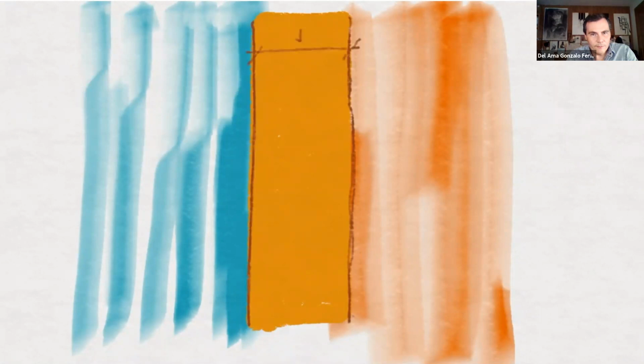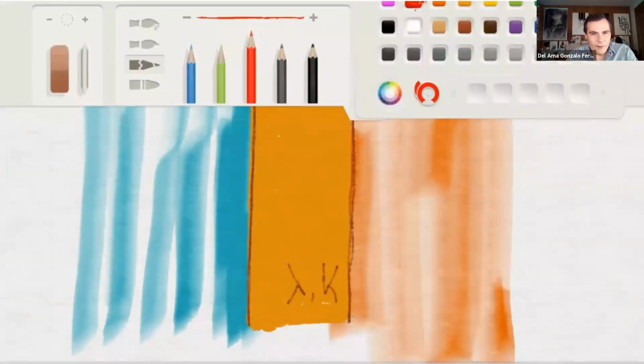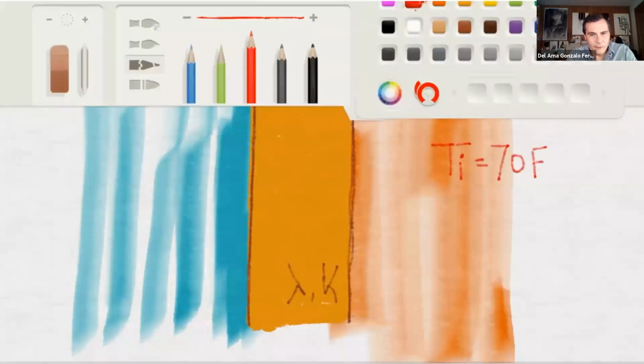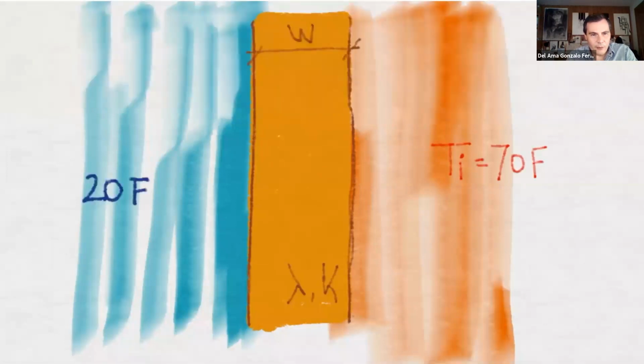So this W is the thickness of the wall. And we have a thermal conductivity. It can be either lambda or K. But now we have to add this. First we have the temperature. This is 70 Fahrenheit, the indoor temperature. And the outdoor temperature is 20 Fahrenheit.